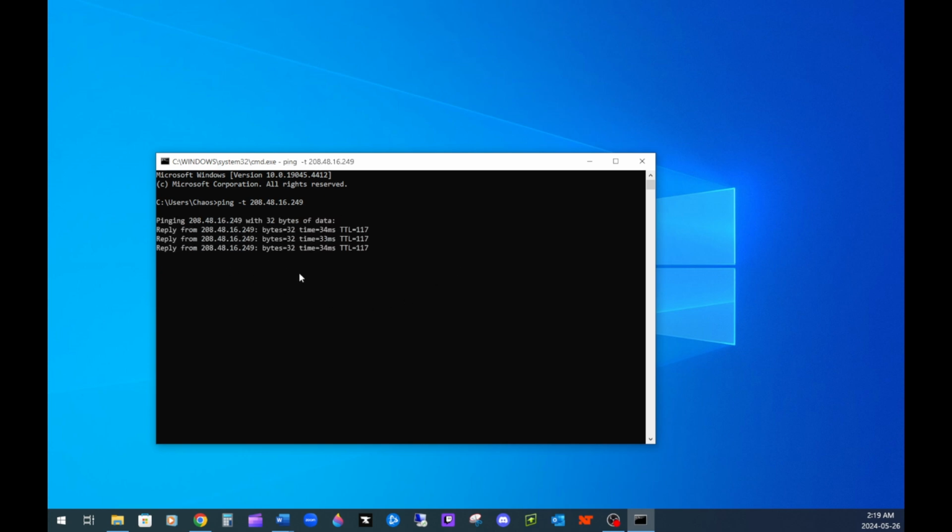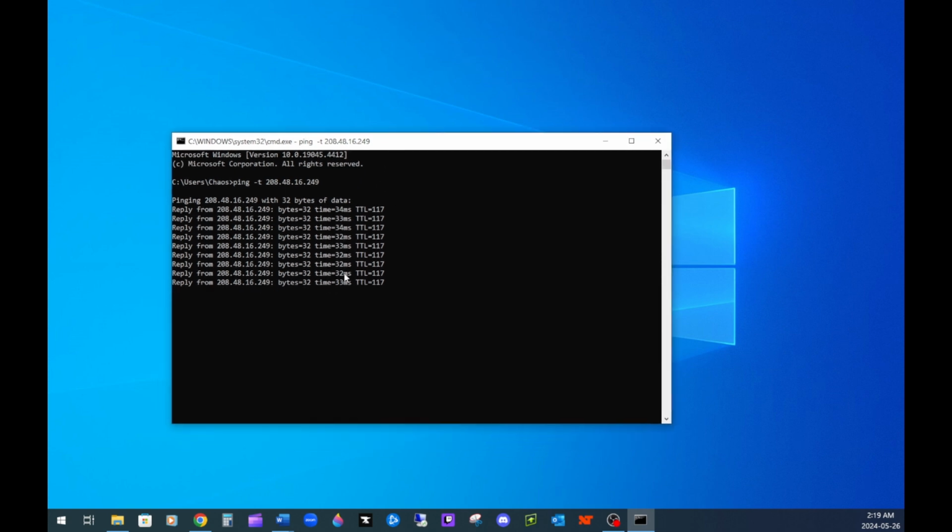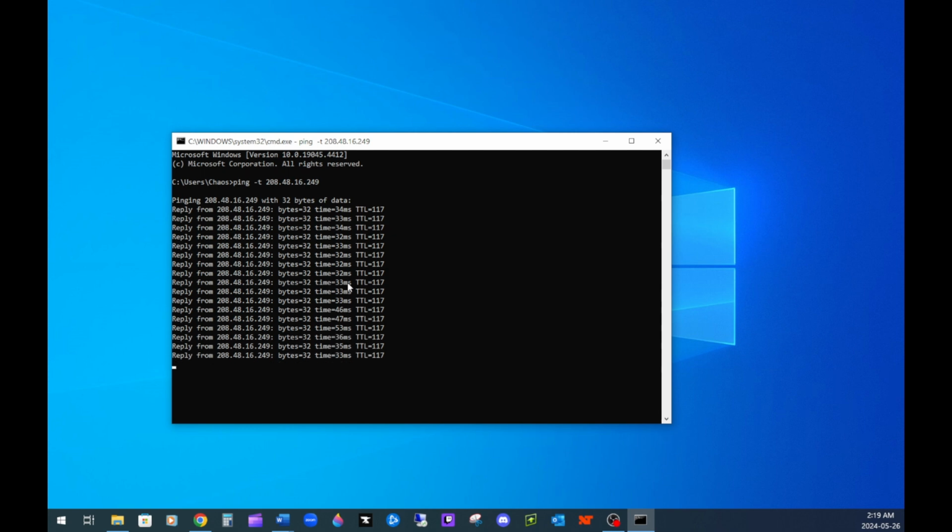Pops up with a bunch of numbers. You're looking for the time, which is in ms. This is my personal computer. It has around 33 ms. So according to the start of the video, I'll need to use a VPS if I'm using a scalper algorithm. But for regular trading, this is fine.